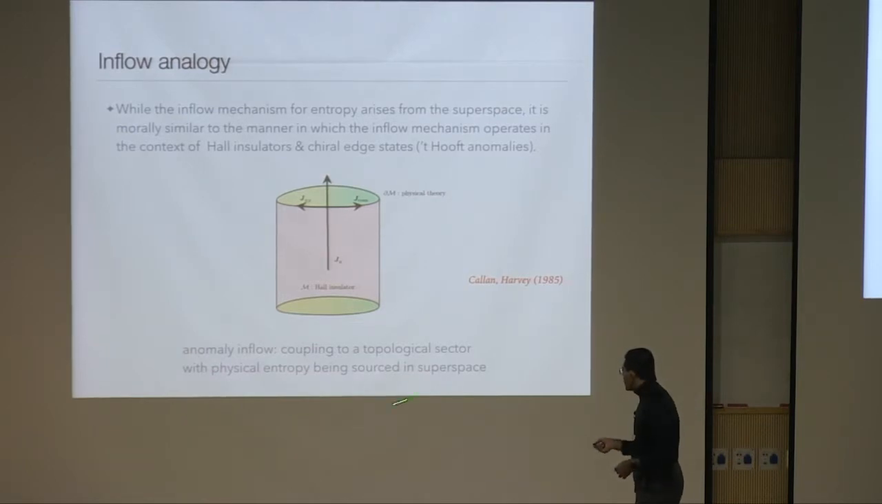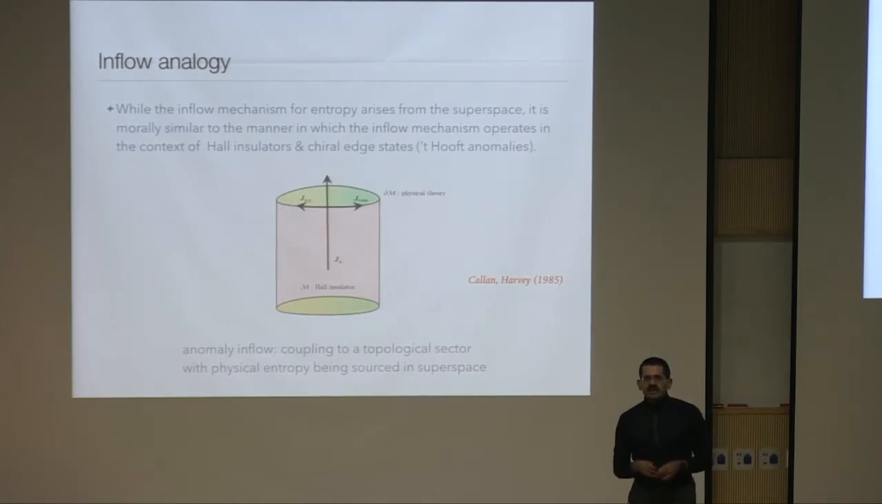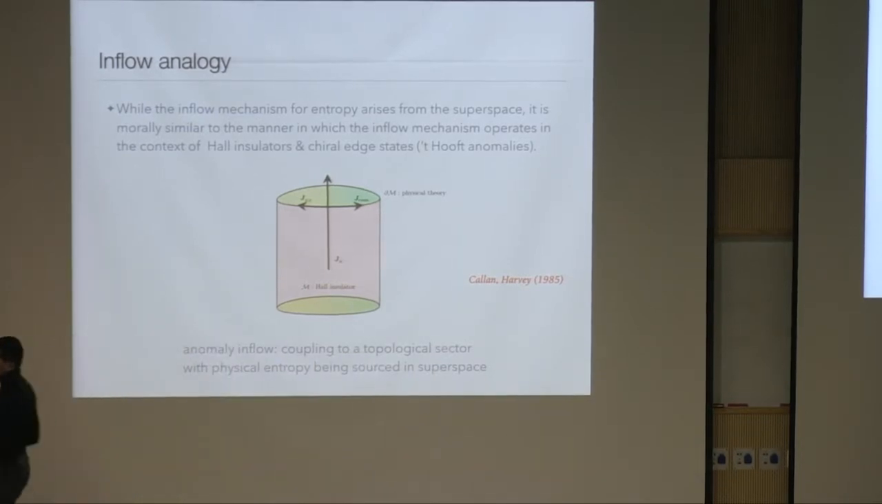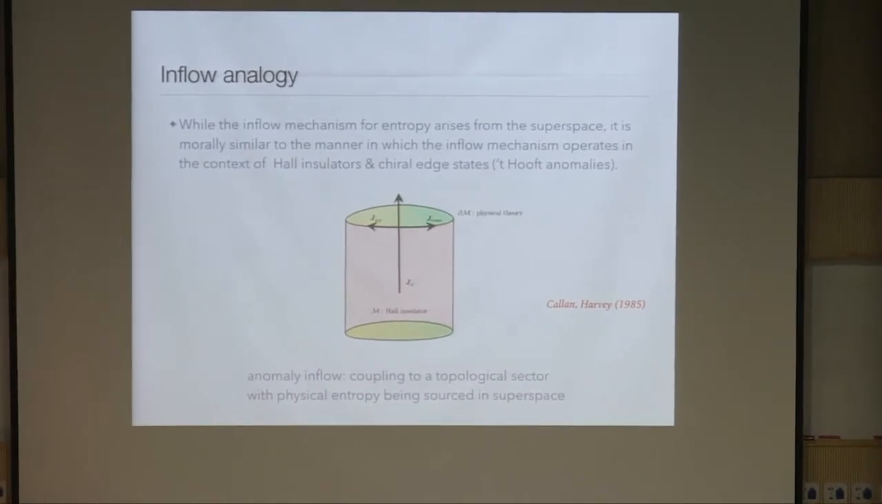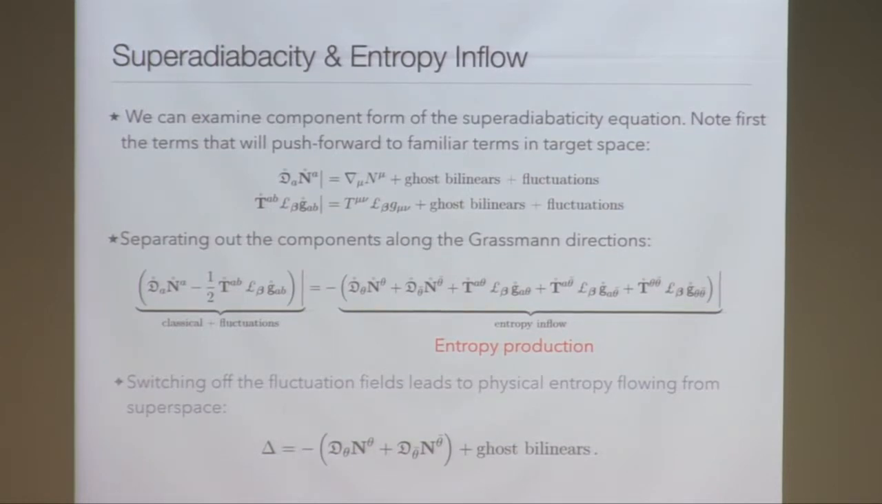But the general principle of anomaly inflow is just that coupling an anomalous system to a topological sector can render the combined system non-anomalous. And exactly that's what's happening here, except that we're not coupling into one physical extra dimension. We're just coupling our system to the superspace, and the superspace inflow is what's leading to entropy production. In some sense, this equation says that in physical spacetime, the thermal diffeomorphism symmetry has an anomaly. It has a source term on the right-hand side. But it doesn't in superspace.